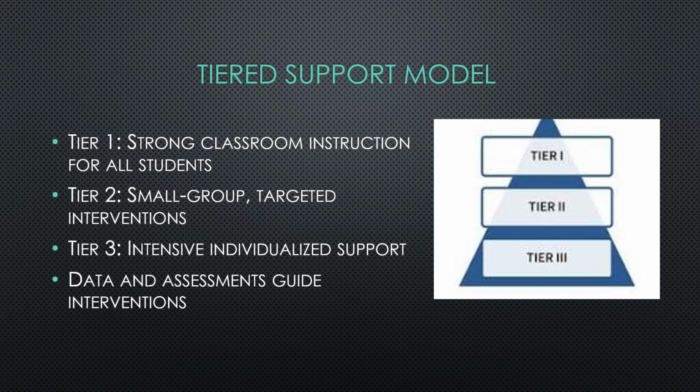Tier 3 involves intensive individualized support for students with more significant or ongoing needs. This may involve specialized programming, individualized intervention plans, or support from outside professionals such as psychologists or speech and language pathologists. An important aspect of the tiered support model is that movement between tiers is flexible. Students are not permanently placed into one category. Instead, teachers and support staff continuously collect data and monitor students' progress over time to determine what level of support is needed.